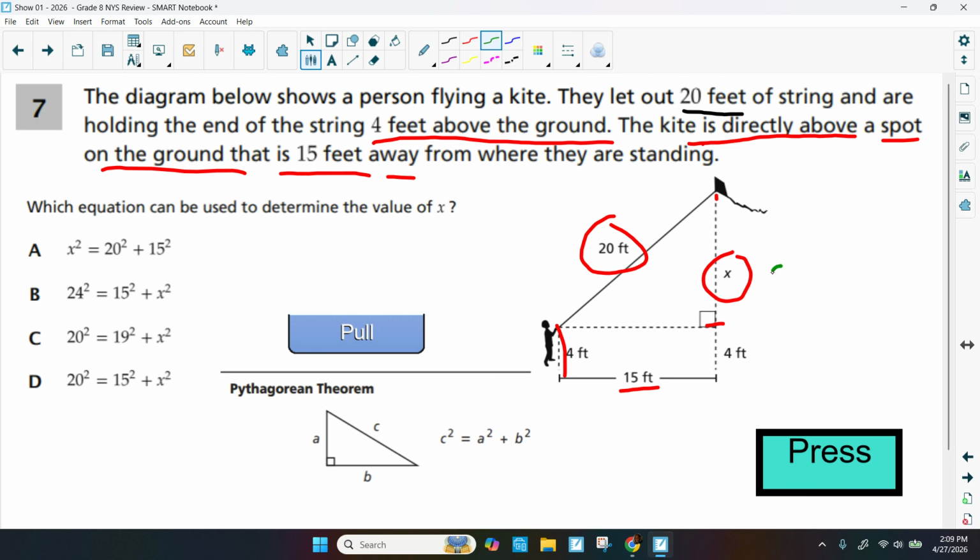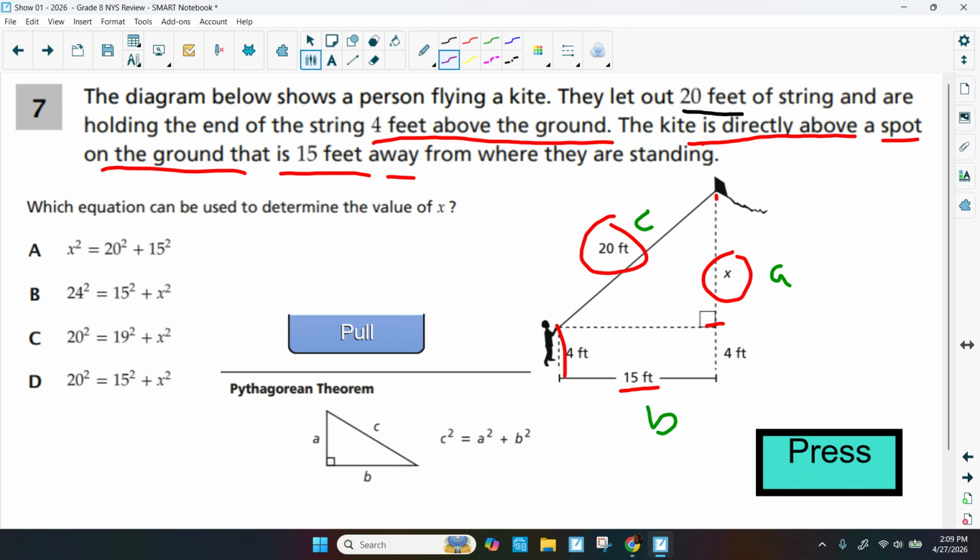I'm just going to put a couple things there to help us out. The altitude, this side A, the bottom is 15 feet, and 20 feet would be the hypotenuse. So our formula, c squared equals a squared plus b squared. We're looking for the altitude, the a, so we're going to call that x. So we want to know, what does x equal?